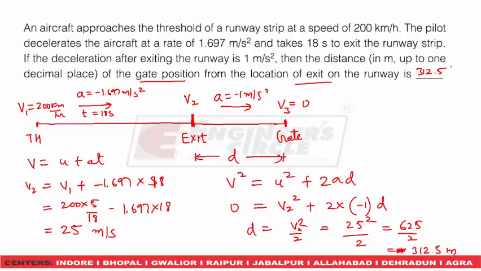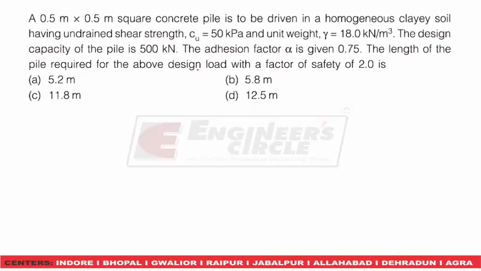So the correct answer will be 312.5. The next question is a 0.5 meter into 0.5 meter square concrete pile is to be driven in a homogeneous clay soil having undrained shear strength Cu equal to 50 kPa and unit weight gamma equal to 18 kN per meter cube. The design capacity of the pile is 500 kN. The adhesion factor alpha is given 0.75 and the length of the pile required for the above design load with factor of safety of 2.0 is to be calculated.